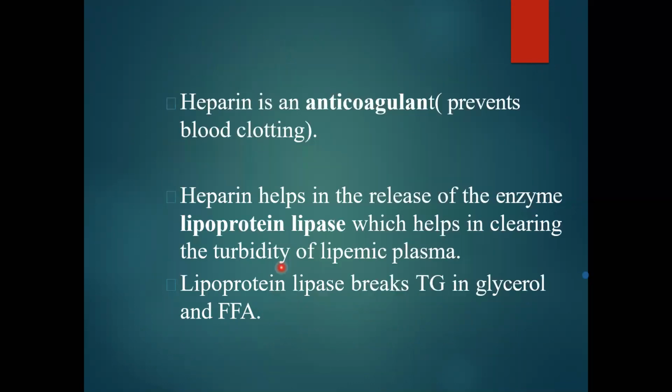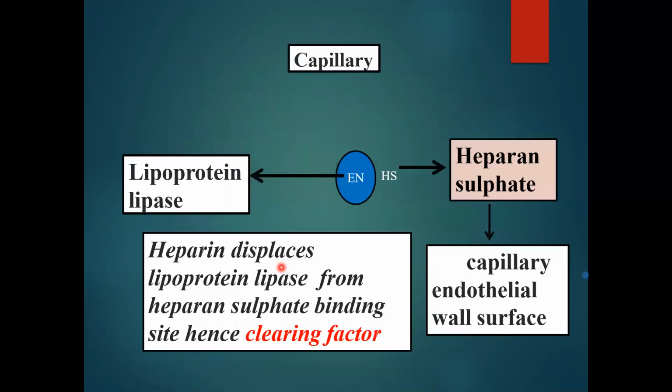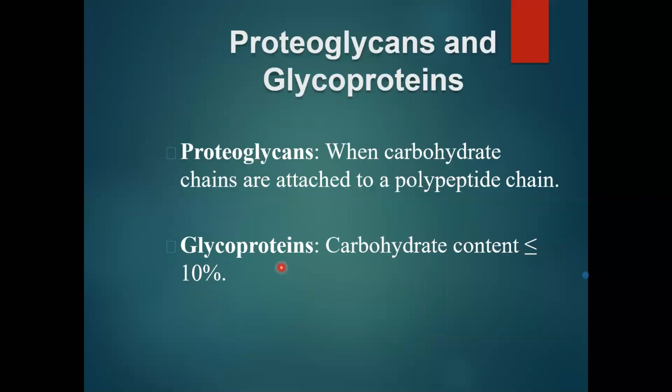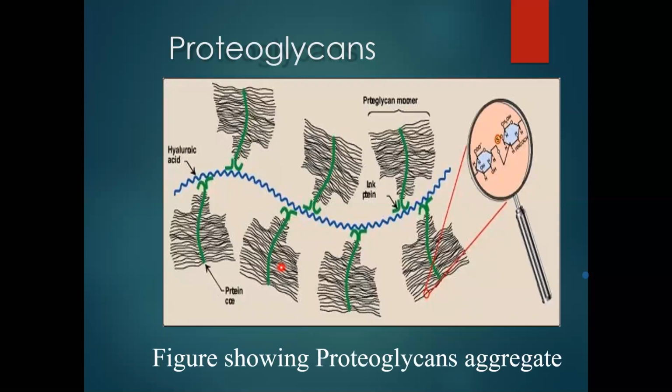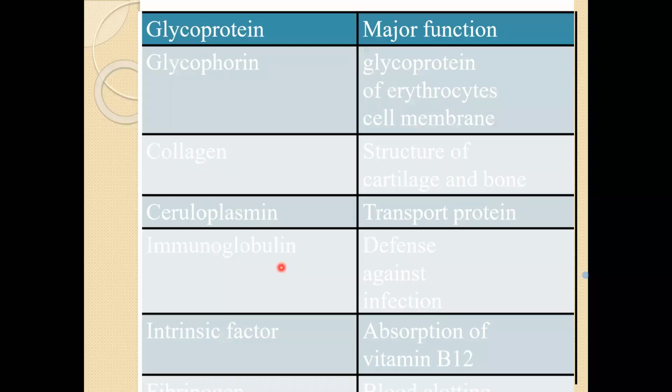Heparin is an anticoagulant. Heparin helps in the release of an enzyme called lipoprotein lipase, which helps in clearing the turbidity of lipemic plasma. Lipoprotein lipase breaks triglycerides into glycerol and fatty acids. Heparin displaces the lipoprotein lipase. Now proteoglycans and glycoproteins. When carbohydrate chains are attached to a polypeptide chain, it is known as a proteoglycan. And when the carbohydrate content is less than 10%, it is known as a glycoprotein. So this is the proteoglycan aggregate, and these are glycoproteins.